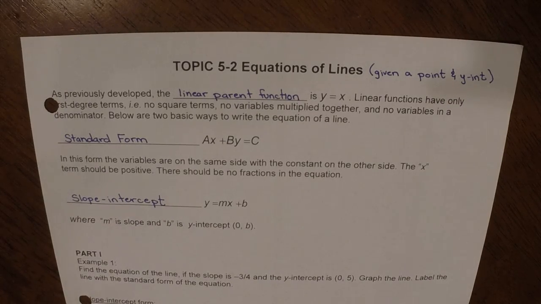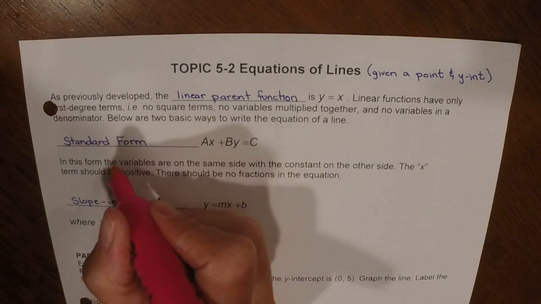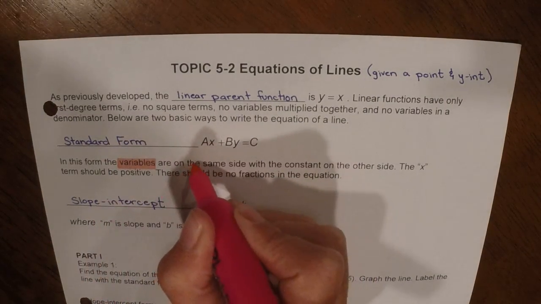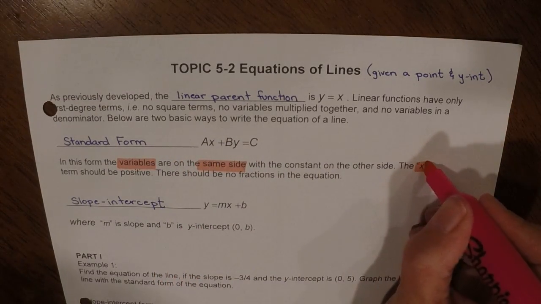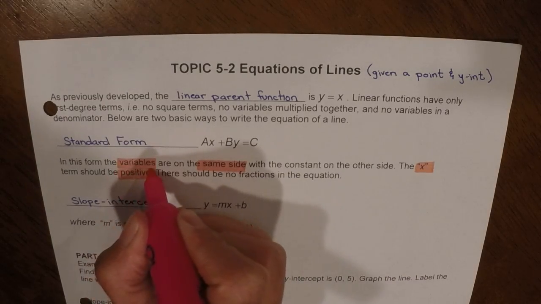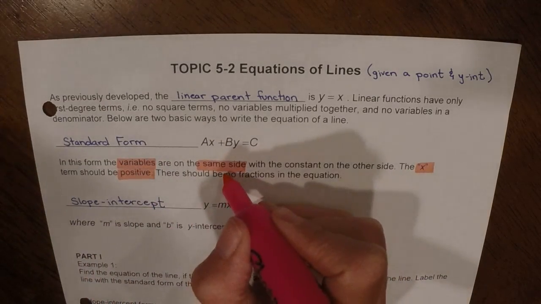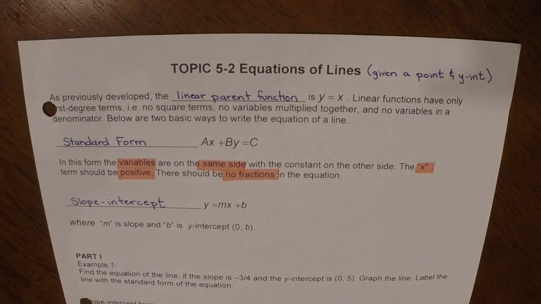So I do want you to have a highlighter, and I do want you to highlight the same information that I'm highlighting. The big things for standard form that you have to look for is that the variables have to be on the same side. The x value has to be positive, and there should be no fractions. These are the major components of standard form and what makes it very difficult compared to slope-intercept.